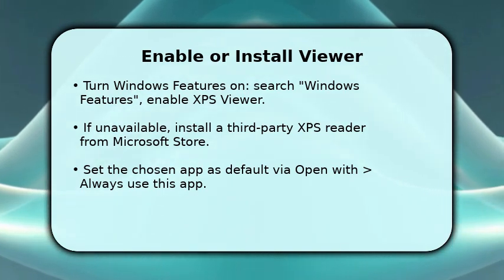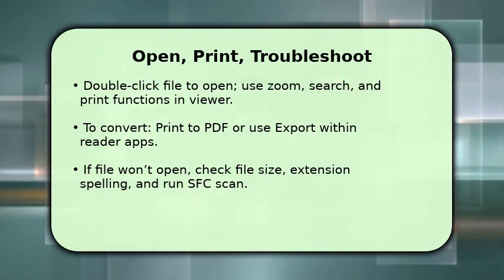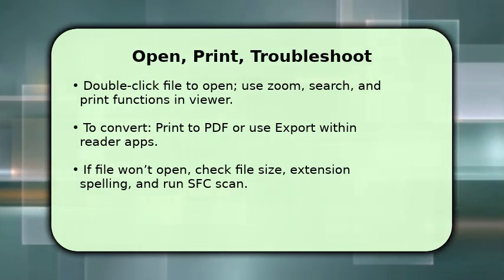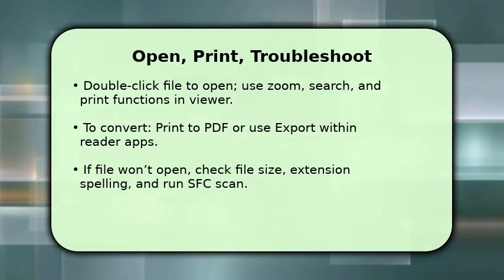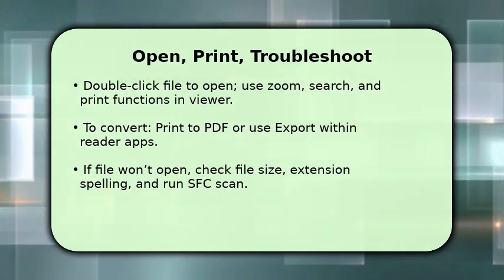Now double-click the XBS file. Your selected app opens it so you can review, zoom, or print. If you need a different format, print to PDF or use an export feature. This preserves layout for sharing. Make sure to save changes under a new name if you annotate.